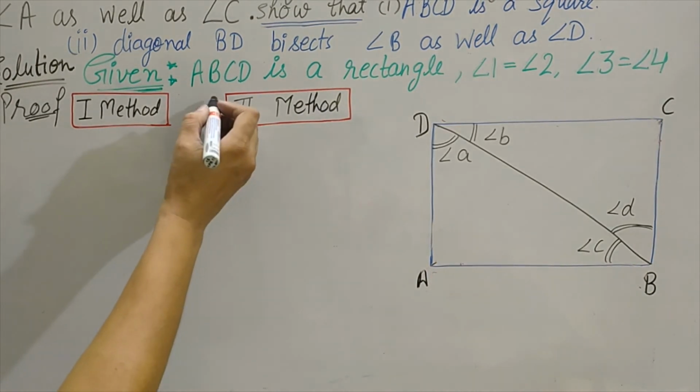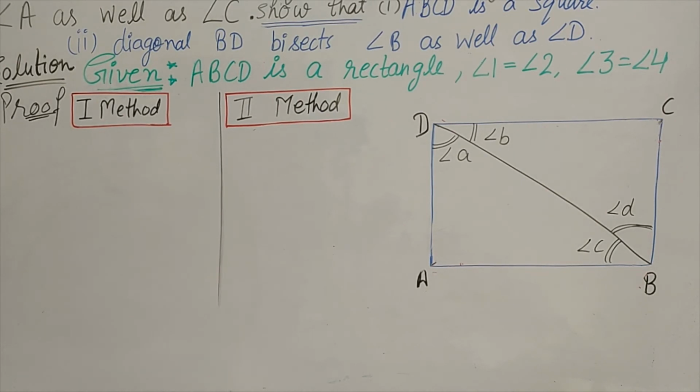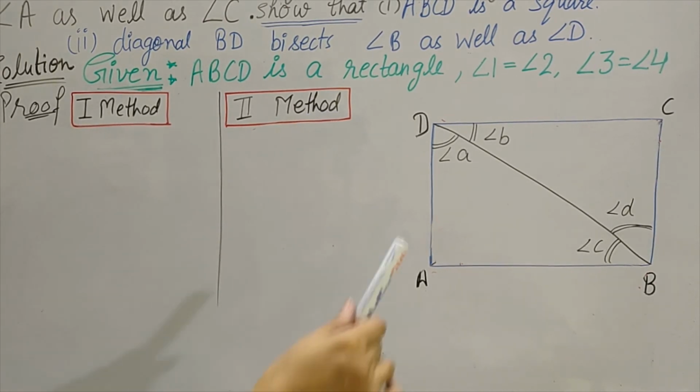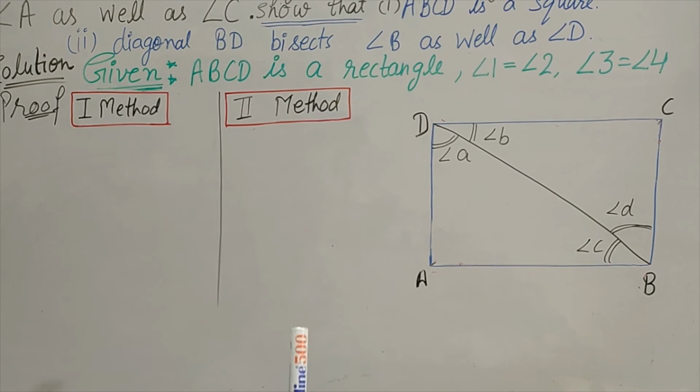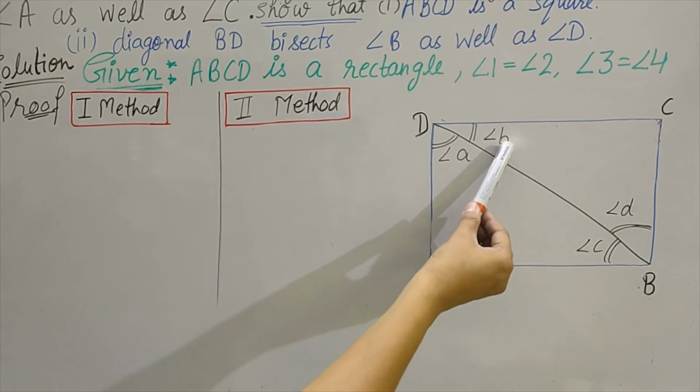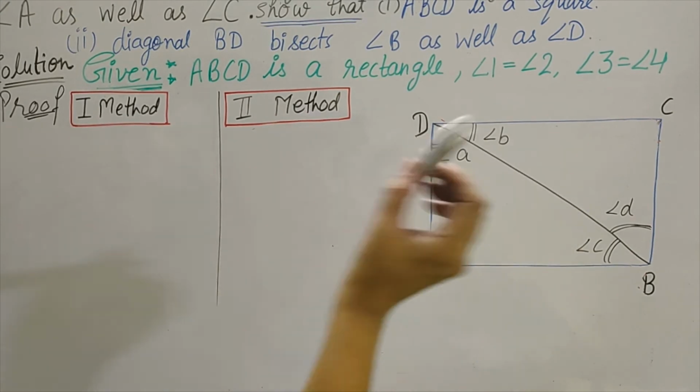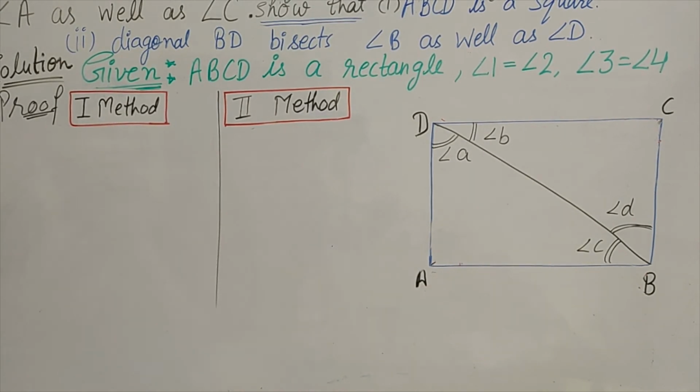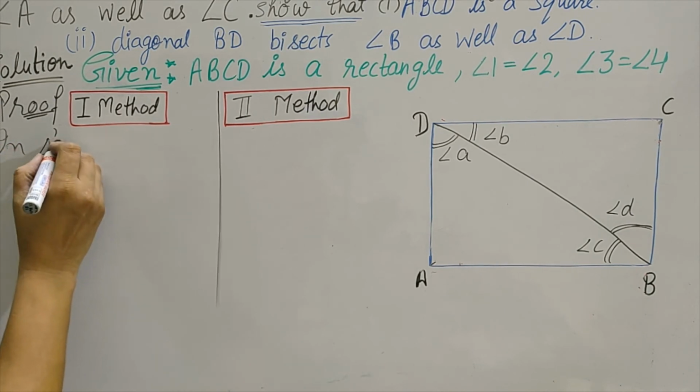As in the first part, we have proved that ABCD is a square. Further, whatever we prove, we will proceed by treating it as a square. Okay. So to prove DB bisects angle D as well as angle B, what do we have to prove? Angle A is equal to angle B, angle C is equal to angle D. So in the first method we take triangles congruent. So let us take triangles. Which triangles do we have to take this time?